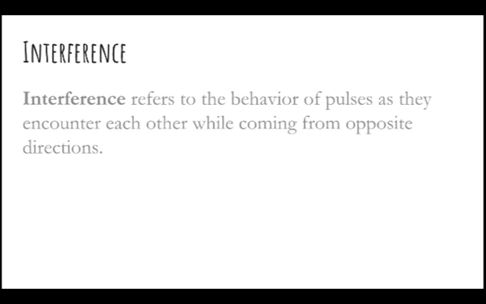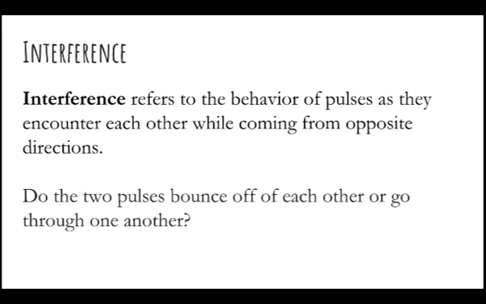Okay, the next thing we're going to look at is called interference. Interference refers to the behavior of pulses as they encounter one another while coming from opposite directions. What I want you to look for is whether or not the two pulses are bouncing off of each other or whether they go through one another in these next few video clips. We are eventually going to draw a before, during, and after picture of what's happening when these two pulses interact. But let's think about, for right now, whether they bounce off or go through each other and how we know.